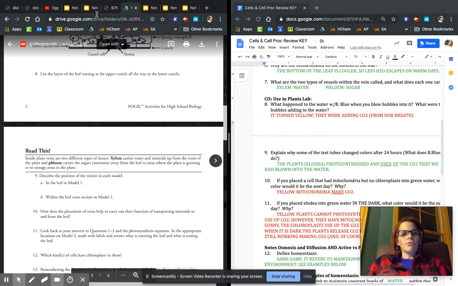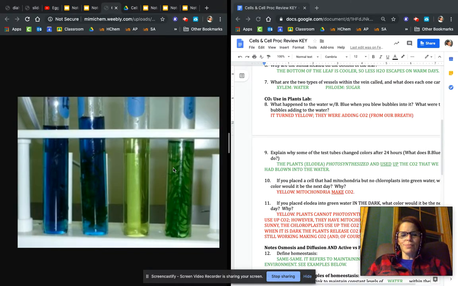And then from our CO2 use in plants lab, I think that's this one. That's the one where we blew bubbles in the water and our carbon dioxide mixed with the water and made an acid. When we used that special indicator called bromethymol blue, it turned from a blue color to yellow in that acid, in the carbon dioxide. So it says, what happened when you blew bubbles into it? It turned yellow because you were adding carbon dioxide.